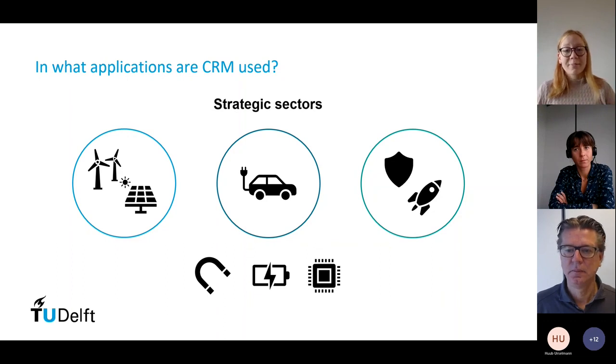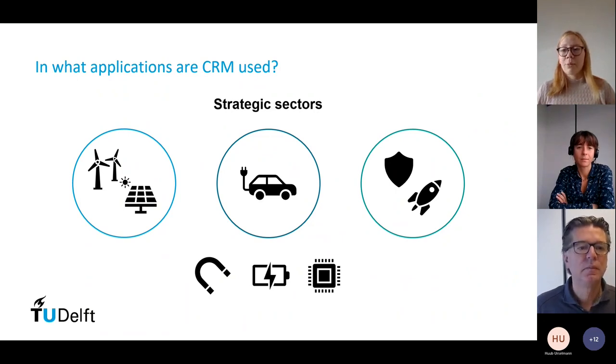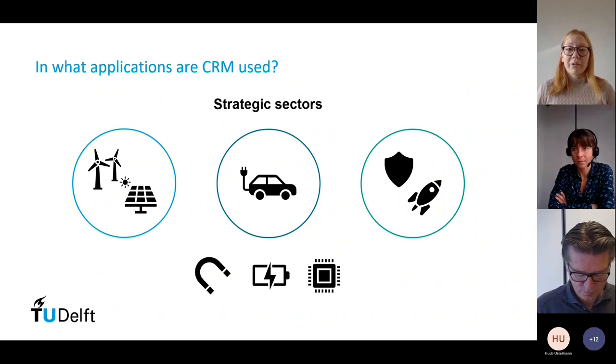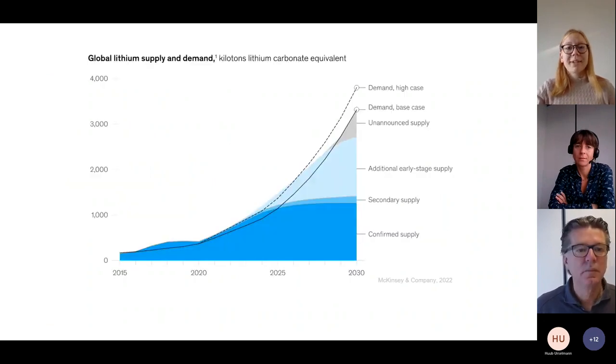We also have batteries that contain cobalt, lithium, also necessary in all of the strategic sectors mentioned here. And we have electronic equipment. Here we have, for example, boron and silicon in semiconductors. These components are also used across all of these sectors. That means that these materials are really important to us and our economies, and especially to us when we are shifting towards a more sustainable future. This brings me to now the problem itself.